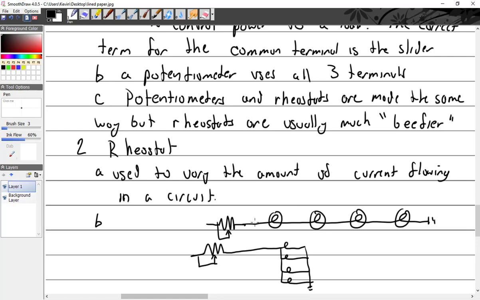Because if you put it in parallel with the lights, that's going to get you nothing. And that's going to control what with the lights? Current, which is going to control what? Brightness. Okay.